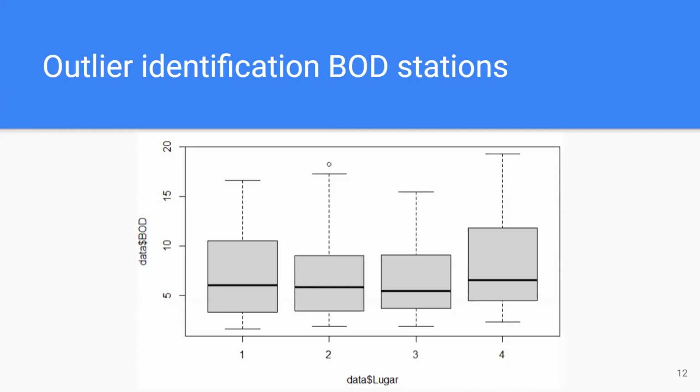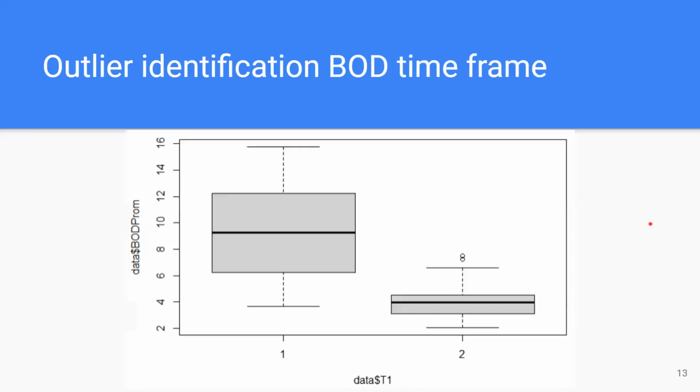For example, we have the first statistical hypothesis, which is the BOD concentration at each sampling point, 1, 2, 3, and 4. And we have a box plot for each of these levels. And then we identify that we have only one outlier in level 2. This was corroborated by the calculation of the interquartile range.